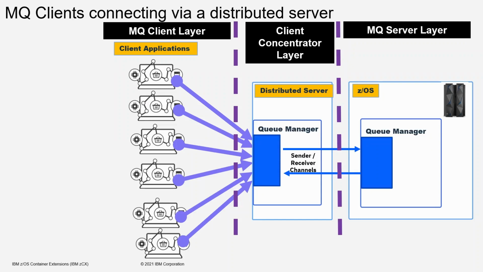First, I have the network hop between the client application and the distributed server, and then I have a network hop between the distributed server and zOS. So you are having increased latency here.